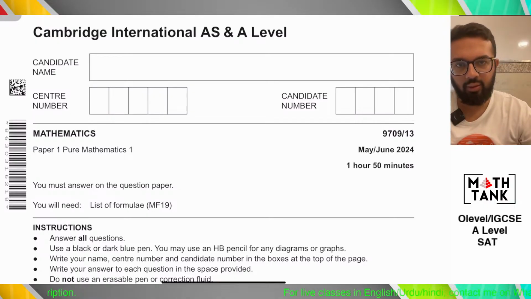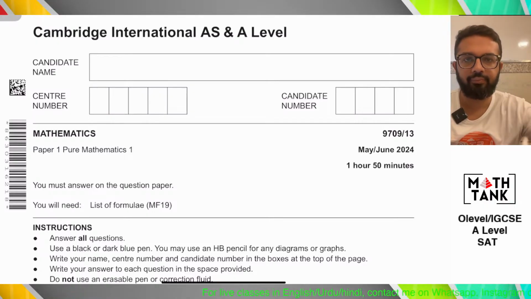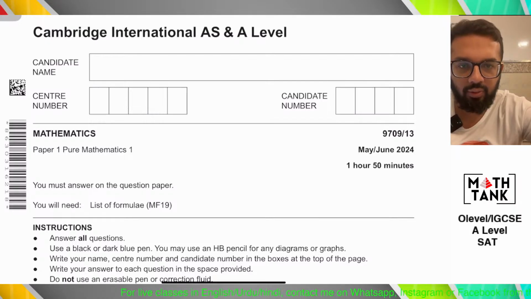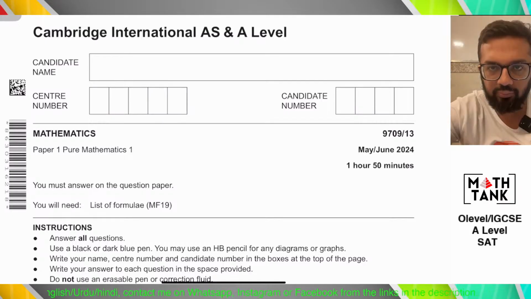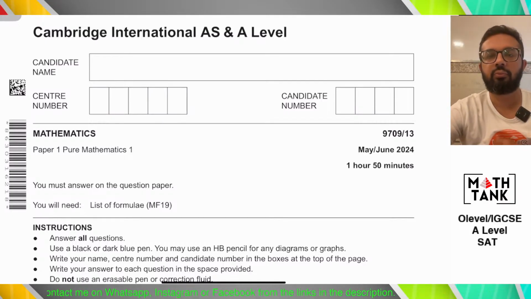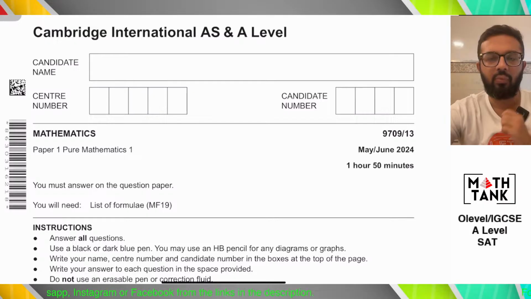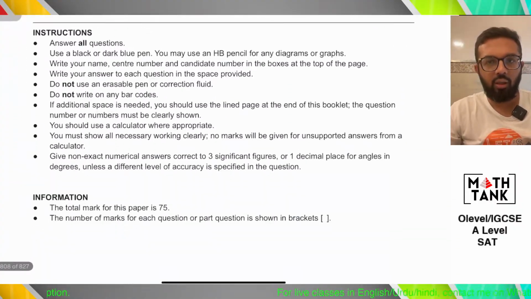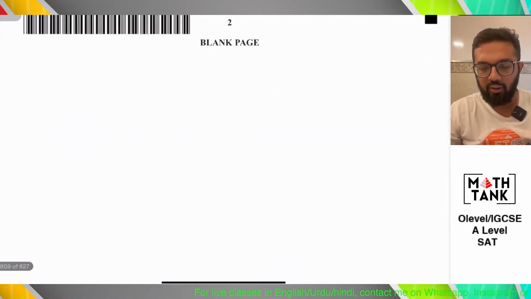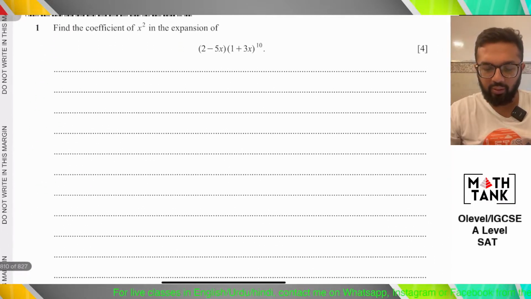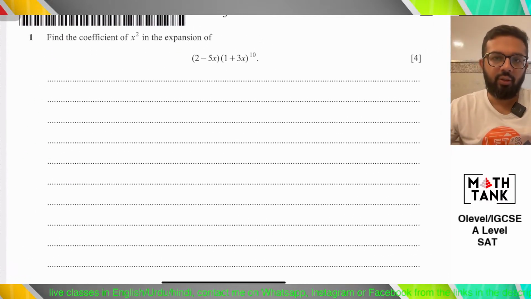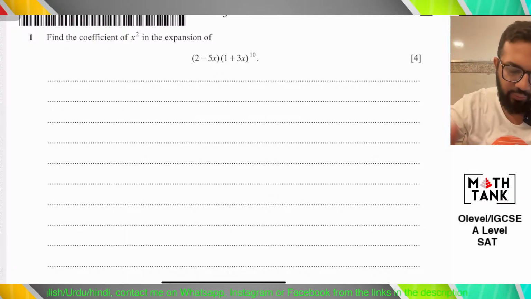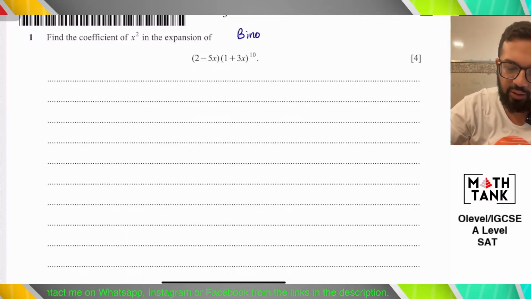Topic is... today's paper is May June 2024 1-3. I am solving this variant. We've done 1-1 and 1-2. Let's start solving quickly. The first question that I have is find the coefficient of x squared. So this is on binomial expansion.